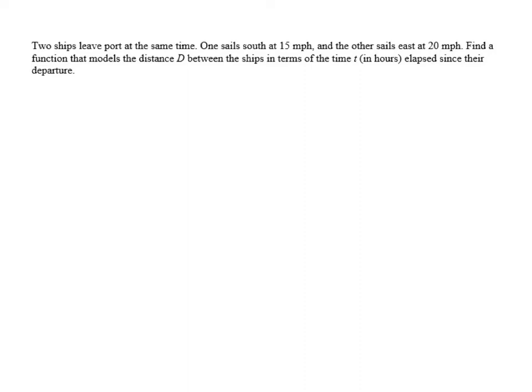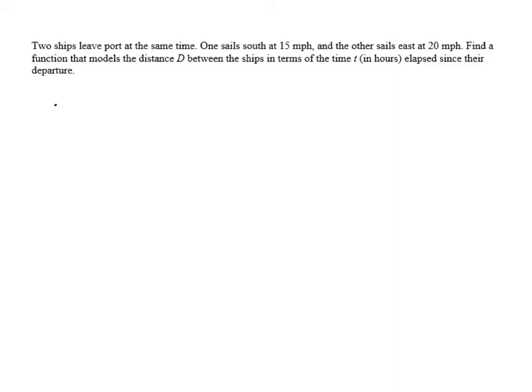Two ships leave port at the same time. One sails south at 15 miles per hour, and the other sails east at 20 miles per hour. Find a function that models the distance d between the ships in terms of the time t, in hours, elapsed since their departure. We can draw a bit of a diagram here.